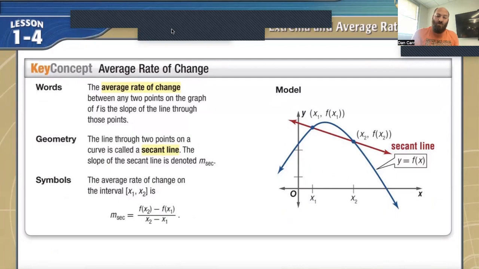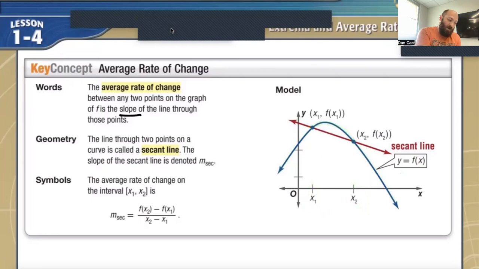The average rate of change between any 2 points on the graph of f is the slope of a line through those 2 points. It doesn't matter which 2 points you pick; it's just kind of arbitrary. If this is my curve f, and I want to figure out the average rate of change of this little section right here, what is it?